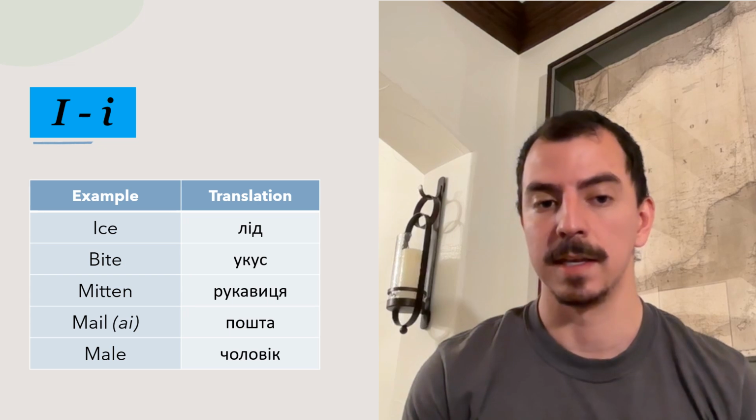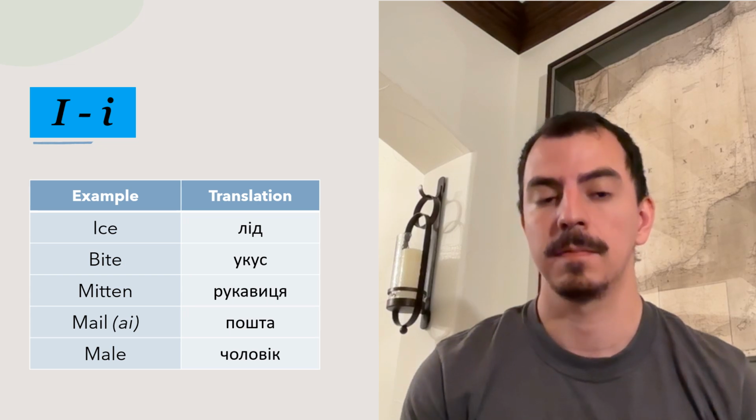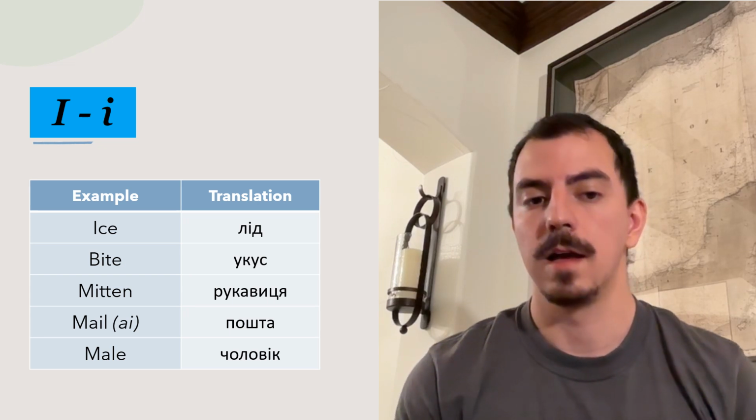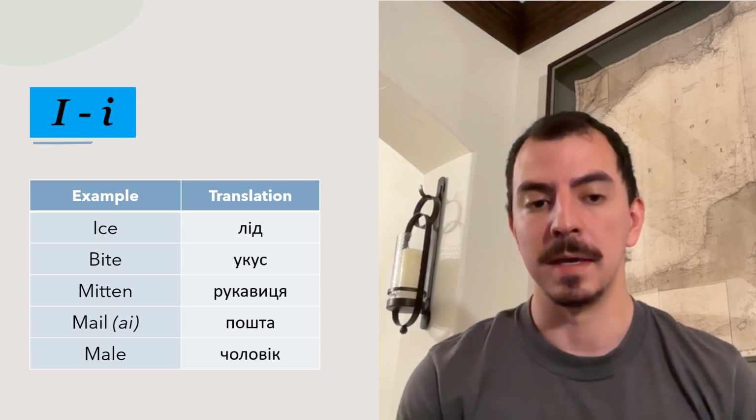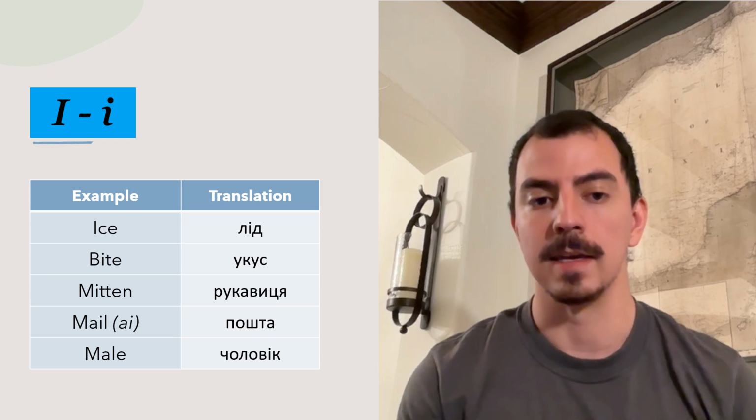If the E wasn't there in ice, it would actually be ick. The second example, bite, follows the exact same thing. It'd be bit without the E. With the E, it's bite.